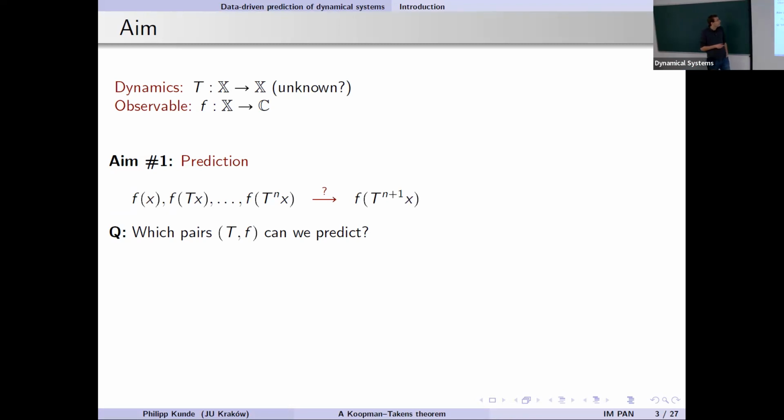You have some underlying dynamics T, maybe the exact form of that dynamics is not known to you. And then you have an observable f from your phase space X to the complex numbers, or for physical observables, you will restrict to real-valued observables. The general goal is to make a prediction: you look at your measurements under your observable f. So we have the time series under our observable f, evaluated along the iterates of our dynamics, and we want to make a prediction for the next entry in our time series.